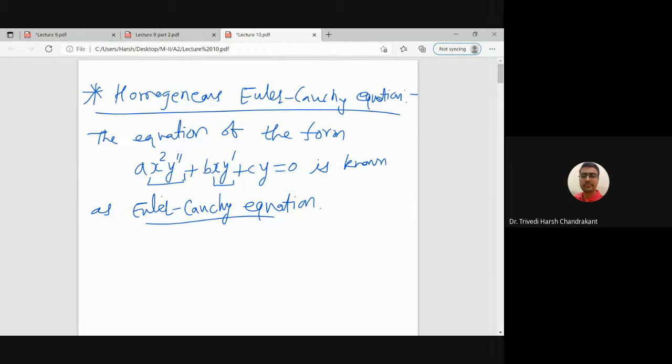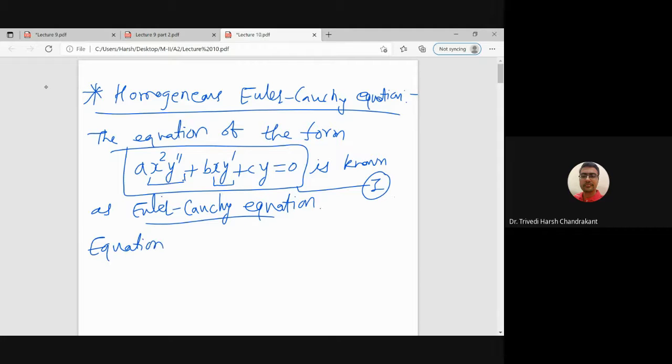Whenever we have such an equation, we will solve it for x not equal to 0, because, let us call this equation number 1, equation 1 becomes singular if we take x equals 0. Singular means what? If we take x equals 0, it becomes cy equals 0, and that means we have a trivial solution, y equals 0. So singular means we get the trivial case.